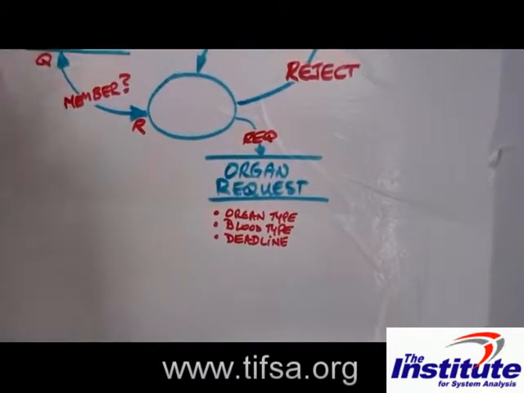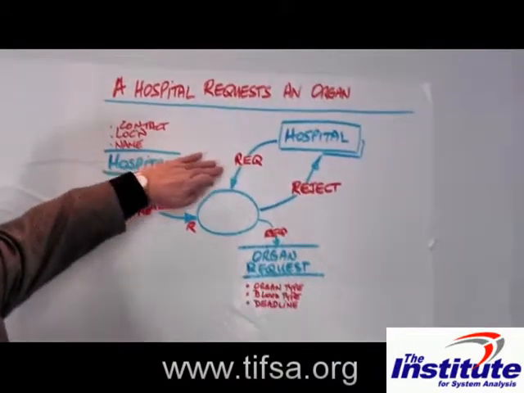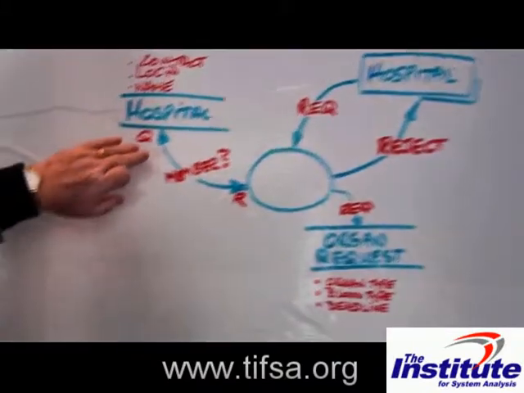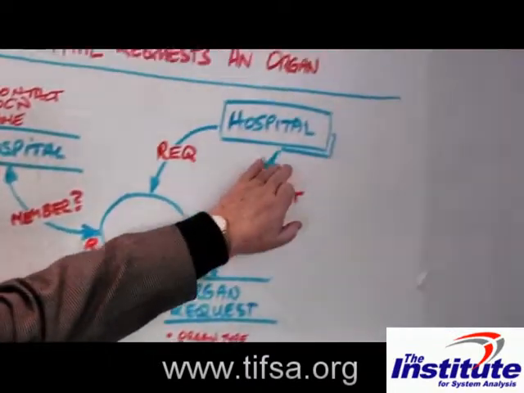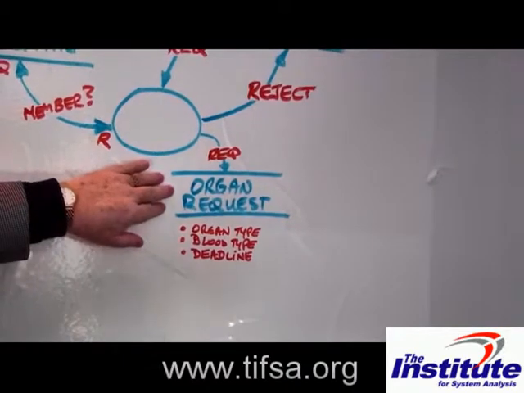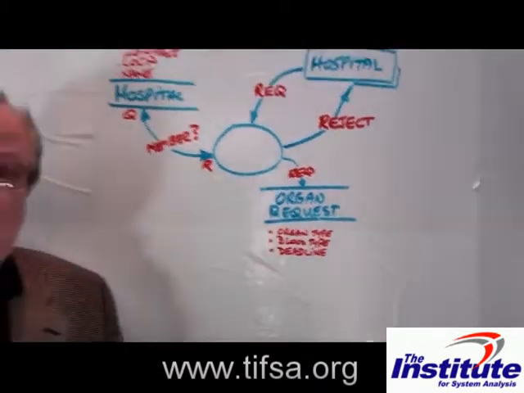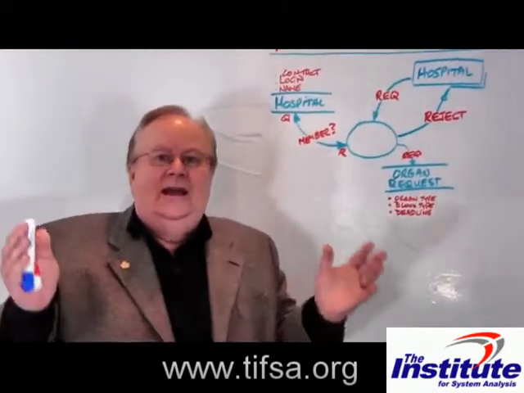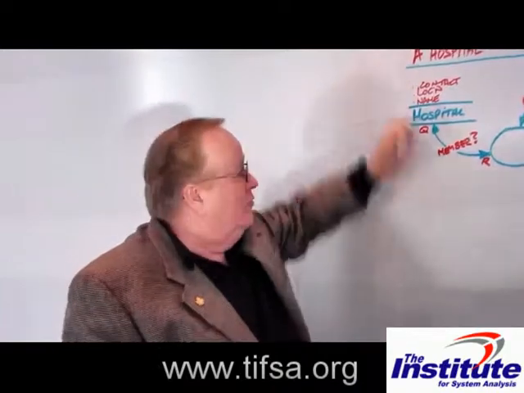Okay? So what have we got here now? Let's take a look. Okay? Hospital requests an organ. We get an organ request from the hospital. We determine if that hospital is a member. If it's not a member, we reject the request. And if it is a member, we record or remember the organ request. That's all there's to it. Remember, we're not looking at the technology. We're not looking at anything else except for the fact that we got an organ request.